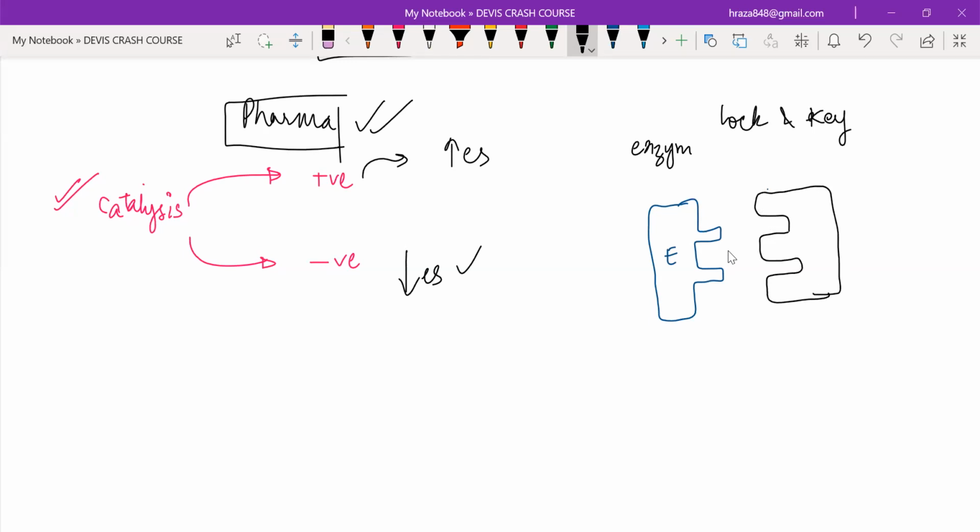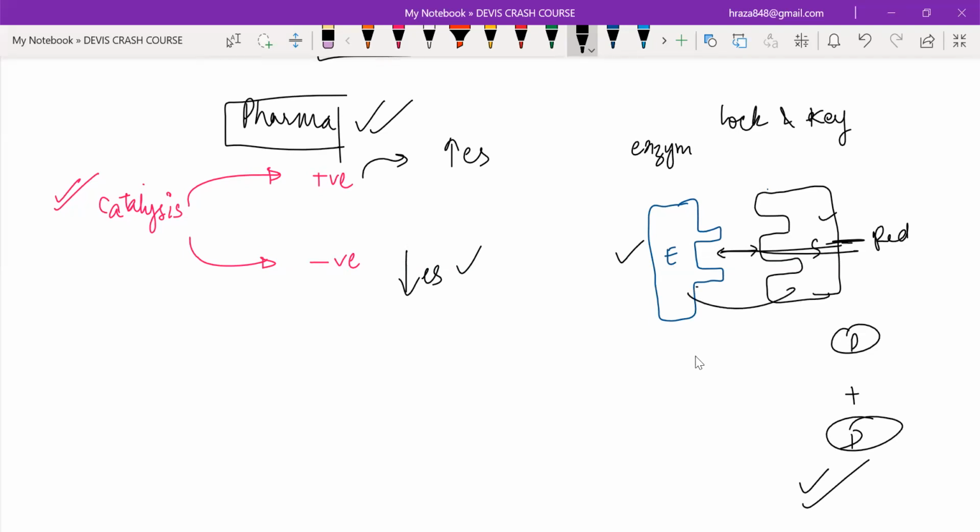Are you getting my point? This will combine with this. So lock and key. This is S, enzyme and substrate. Then what will happen? This substrate, that means reactant, and this enzyme will come and it will divide into two parts, product plus product. Are you getting my point? Yes, this is lock and key. If you join them, they will fit with each other like this.